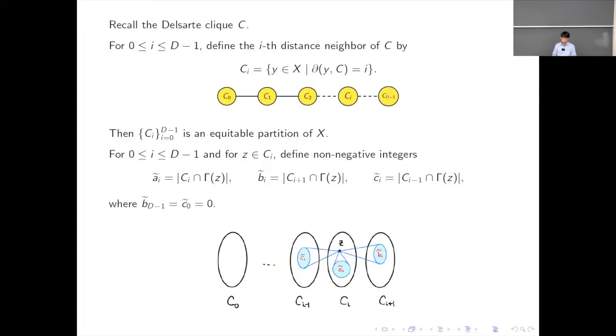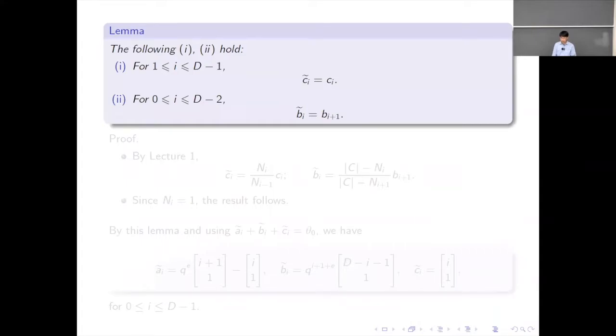And also we recall the distance partition with respect to the Delsarte clique C. We saw these distance partitions many times. So Ci is equitable in X. And also we define ai tilde, bi tilde, ci tilde, the numbers of neighbors of Z in Ci. These numbers are actually independent of Z. We discussed this fact in lecture 1.